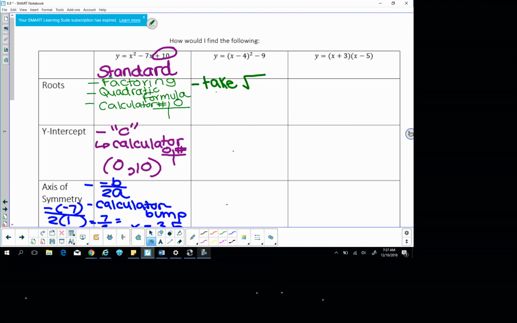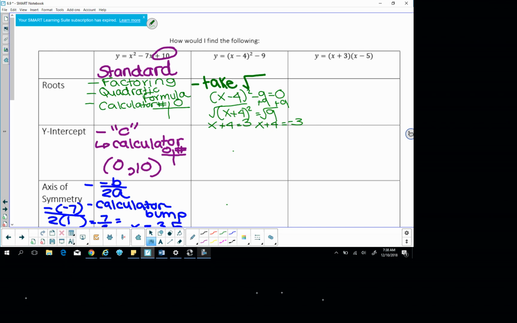So all we do is we write like this, but we make it equal to 0. So how do I get 9 to the other side? Add it. And you end up getting x plus 4 squared equals 9. Now, how do I get rid of the square? Square root. And so remember, I end up getting x plus 4, and I have to write it twice, because what's the square root of 9? 3. And negative 3.